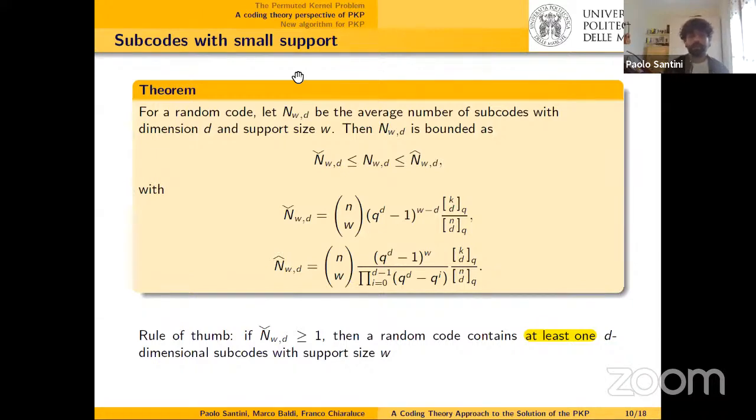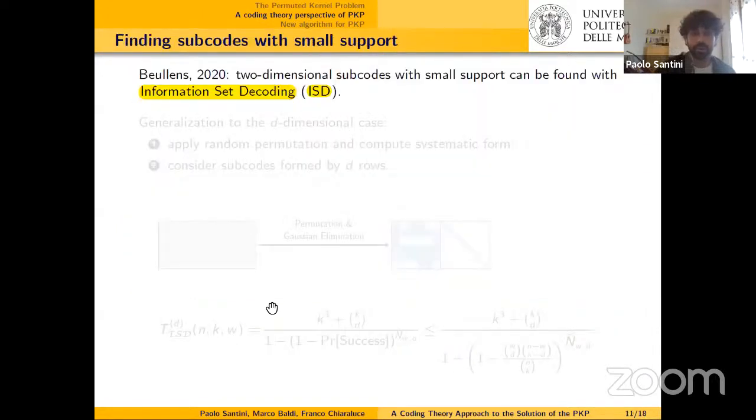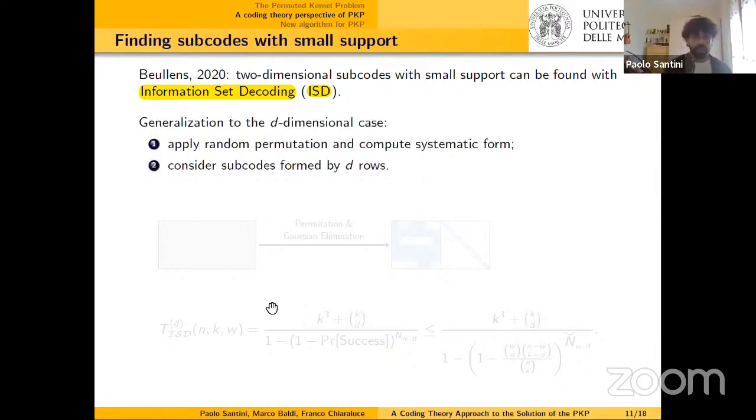So in our attack, we will choose W and D so that this quantity is greater or equal than 1. How can we find subcodes with a small support? Clearly, we use our favorite code-based attack, that is information set decoding. In particular, 2 years ago, Bulens described how we can tweak ISD to find 2-dimensional subcodes with small support. Here, we apply a simple generalization to this technique so that we can find subcodes having whichever dimension D.